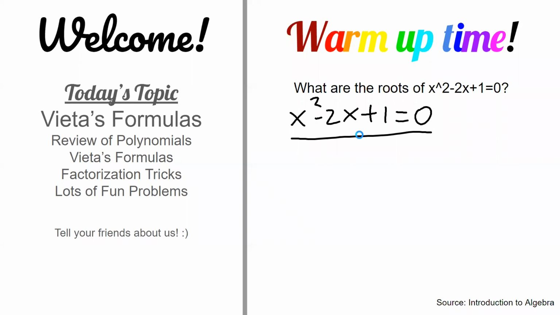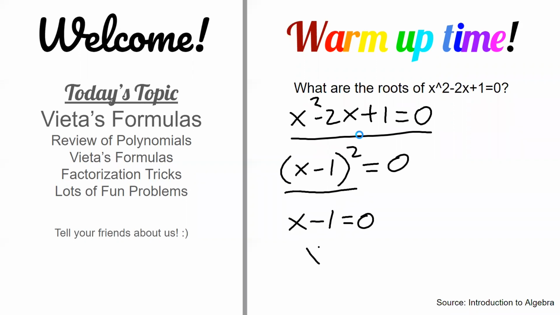Okay, so the way you solve this is you actually notice that the left-hand side is equal to x minus 1 squared. Because if you expand x minus 1 squared, then you get x squared minus 2x plus 1. And this whole thing is 0 only if the thing in the middle is 0, or x minus 1 is equal to 0, which means x equals 1.